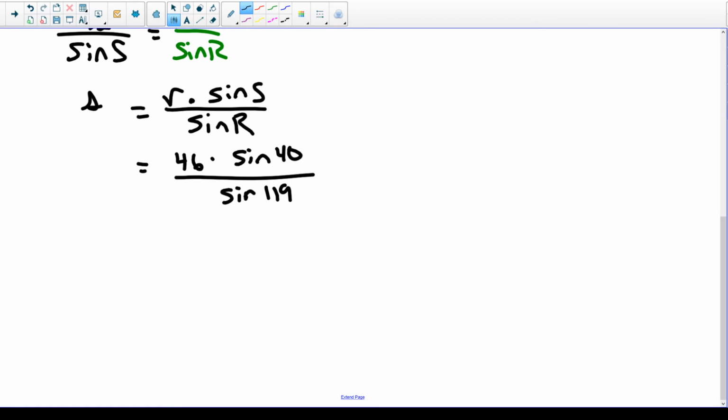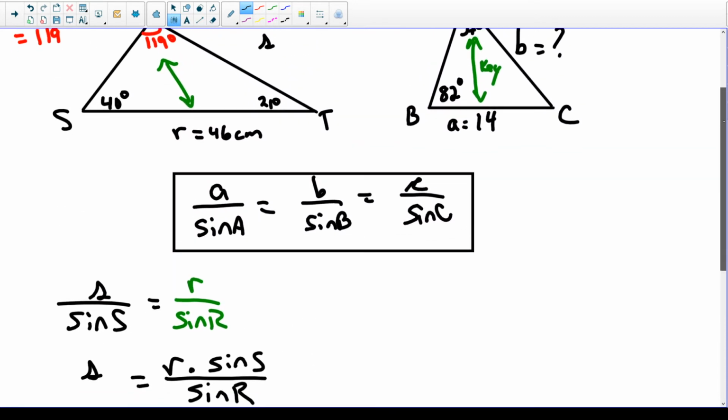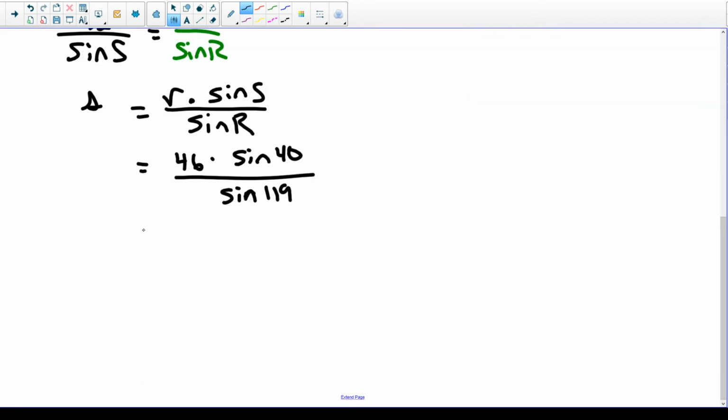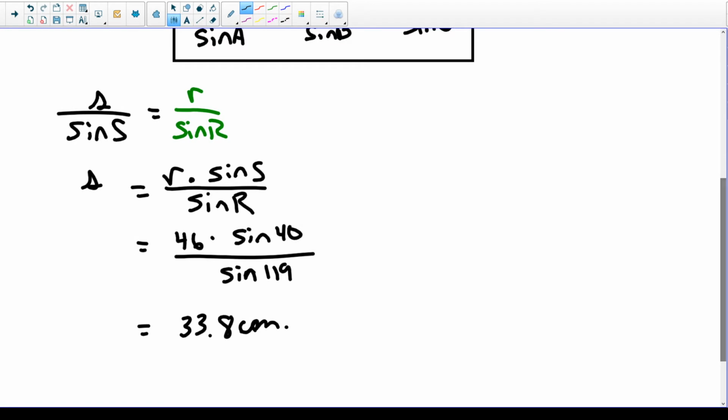We've recently discussed obtuse angles and the magic circle. So we know that sine 119 is going to give us a positive value because it's in the second quadrant. Okay, so everything here is going to work out even though we have an obtuse angle. I'm just going to double check something here. Okay, looks good. And using your calculator, you should be able to calculate that that'll give you 33.8 centimeters approximately. Okay? And that's it. That's the sine law for sides.